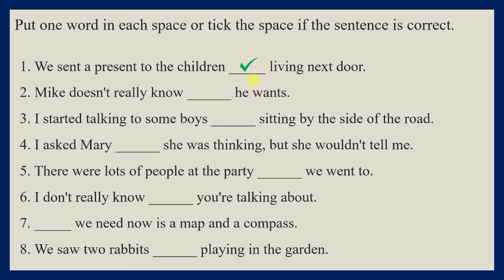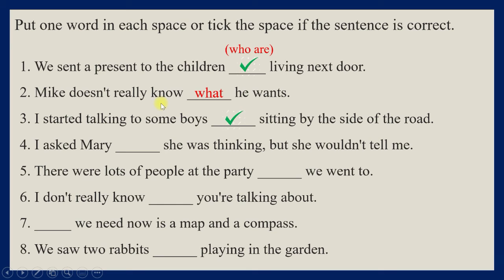2. Mike doesn't really know what he wants. Because the noun is missing in here, the noun which we are referring to by means of this pronoun, what. So what is actually the thing that Mike doesn't really know, the thing that he wants, or the things that he wants.